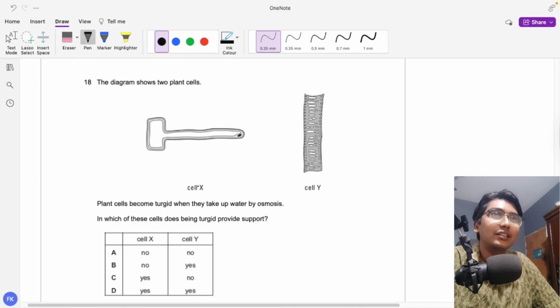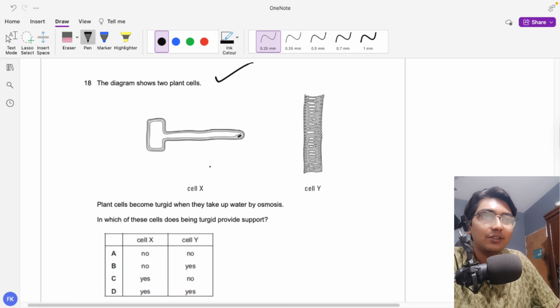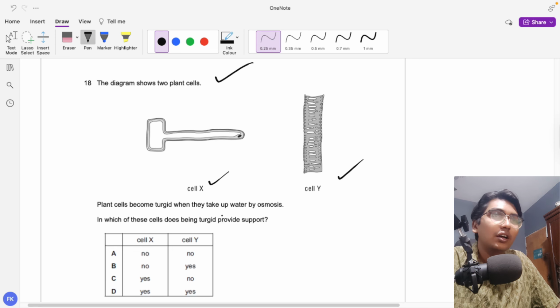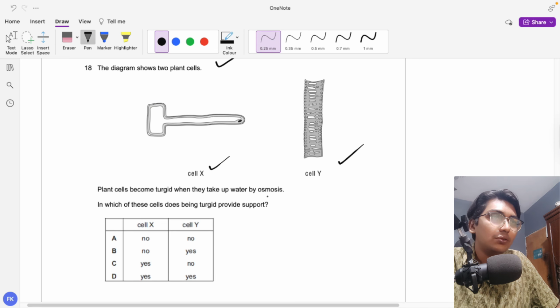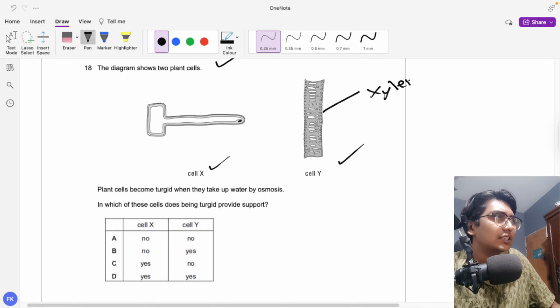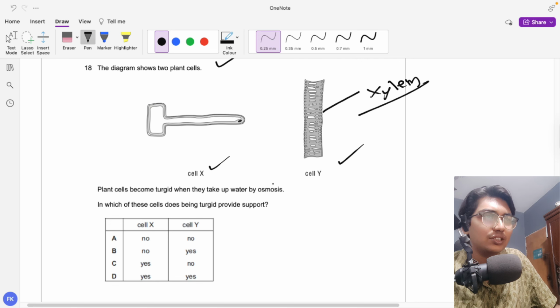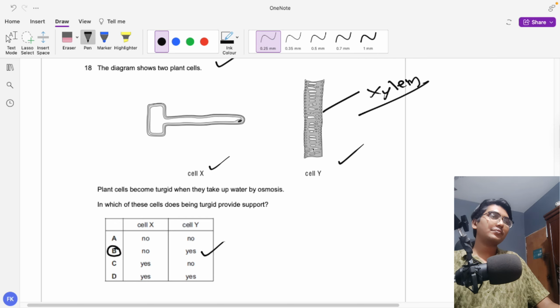Now let's look at another question. The diagram shows a plant cell, right? X, Y. Easy. The plant cell becomes turgid when it takes up water by osmosis. In which of these cells does being turgid provide support? So this is a xylem vessel, which provides structural support to the plant. So Y does provide structural support and cell X doesn't. So the answer should be B.